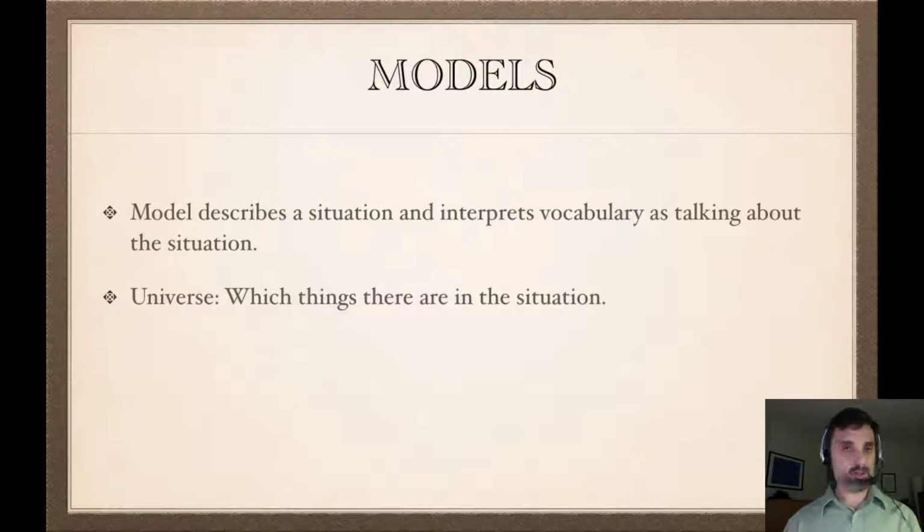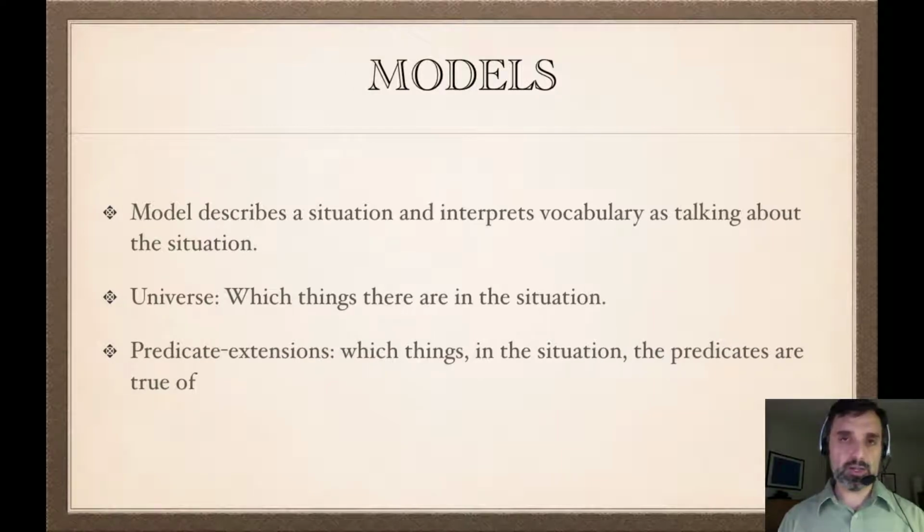The universe tells us which things there are in the situation, and that tells us which things the quantifiers range over, or put slightly differently, what the possible values of all the variables are. When we say for all x, or for some y, we're saying for every value of the variable, or for some value of the variable drawn from the universe. So when we say all objects, it's all objects in the universe.